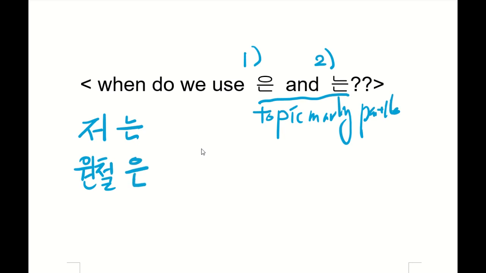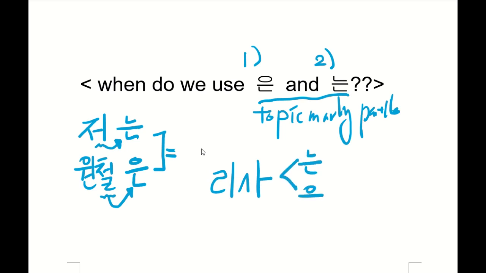So when it ends with a vowel, then it's 는. When it ends with a consonant, it's 은. 는, 은, they mean just the same, but because of the pronunciation, when it ends with a vowel, it's 는. When it ends with a consonant, then 은. Okay? So, for example, Lisa, is it 는 or 은? Yes, 는. Because it ends with a vowel here. It's 는. Okay?